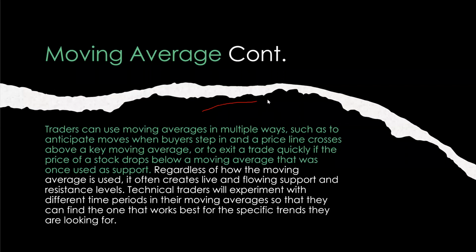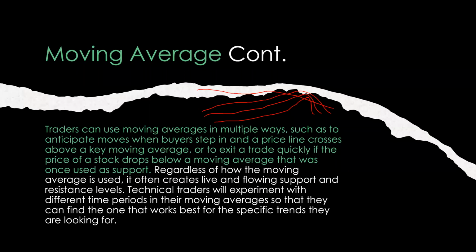So when you have a line going like this, with a line going like this, and then you have one doing this, that crossover could signify a greater sell-off in the near term. Regardless of how these moving averages are used, it often creates live and flowing support and resistance levels. Technical price action traders will experiment with different time periods. You're a swing trader, day trader, whatever. You experiment with it and find out what works best for you.